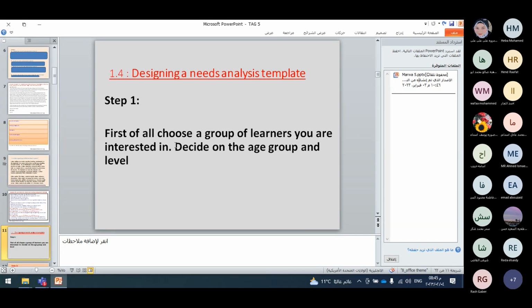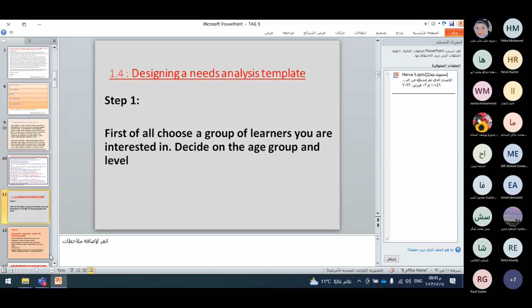For example, I'm thinking as a teacher, I'm thinking about the whole thing. I want to have a needs analysis. So I'll take students level A1. They are primary stage, for example. Their age is 7 years old, that's all. This is the age group, and their level is A1 because they are beginners. Okay, this is step number one when I am trying to think about or design a needs analysis.